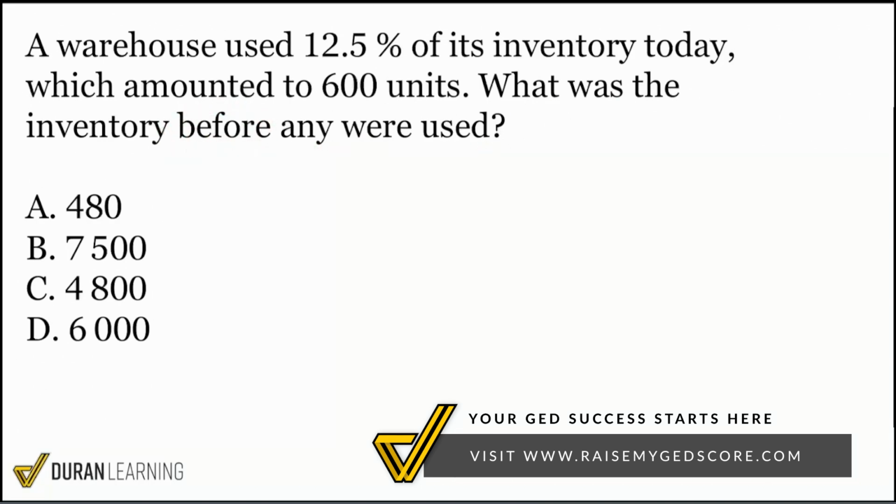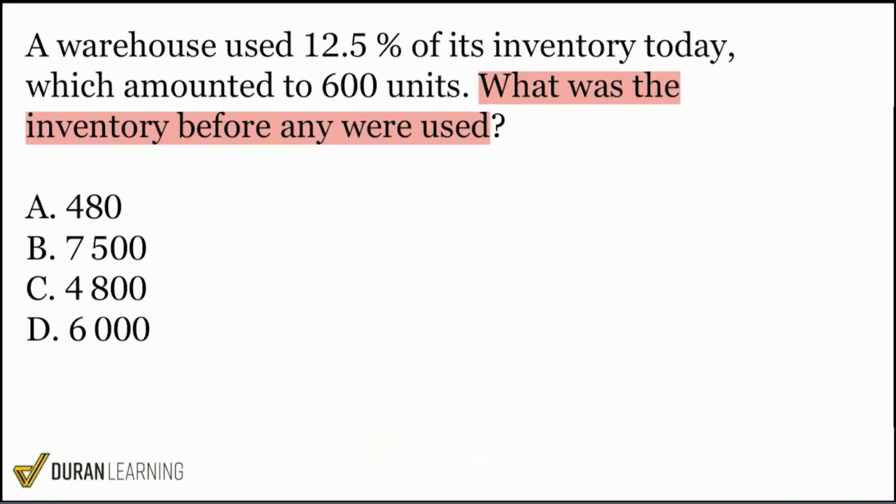So if we're taking a look at this context here, it almost sounds like we want to know the inventory before something happened, right? Before all of this happened. So when we think about percentages, that's already a hint that we're dealing with the original amount. Because again, if we want to know the inventory before the inventory was used, we want to know that original amount of inventory. So that's one little hint.